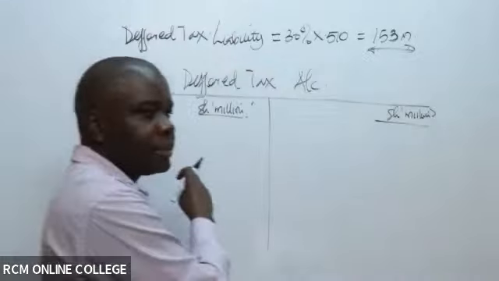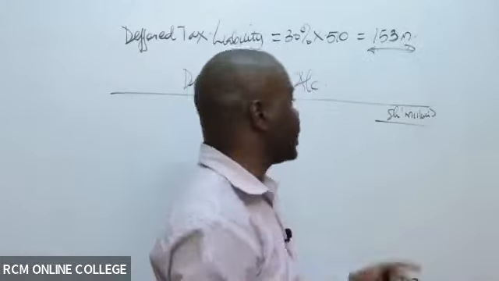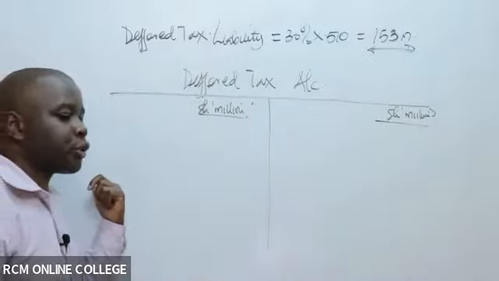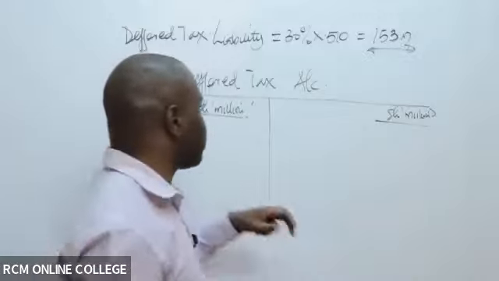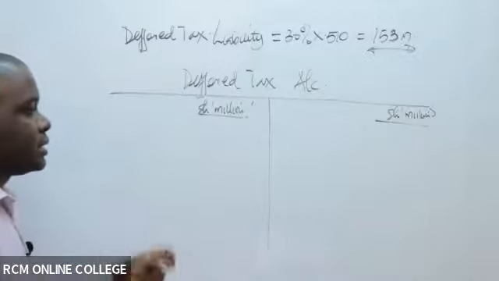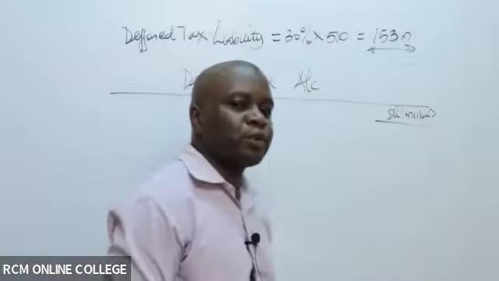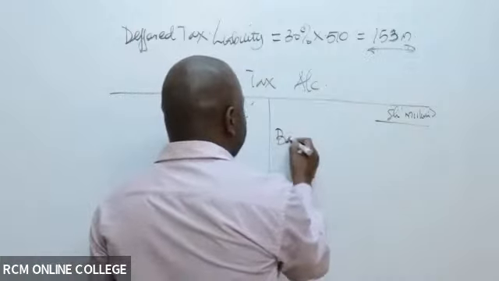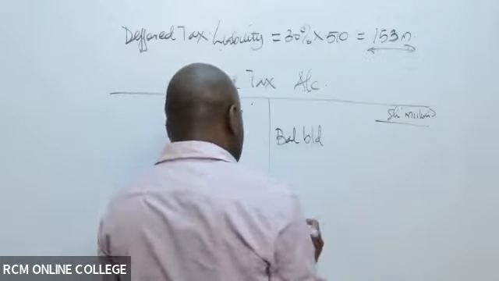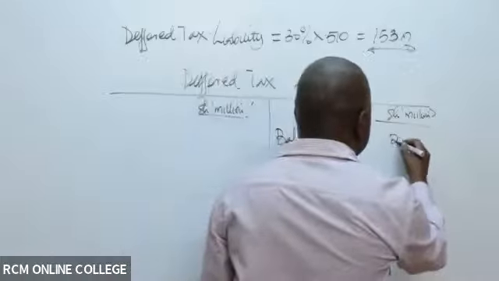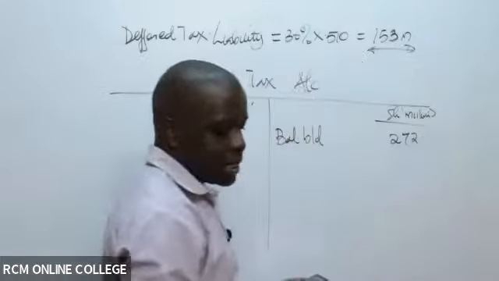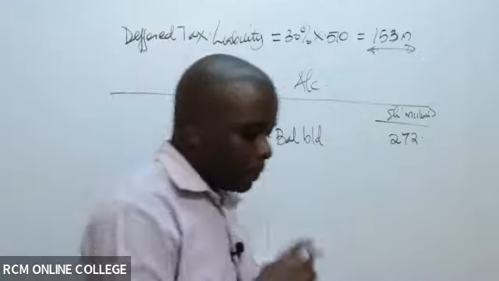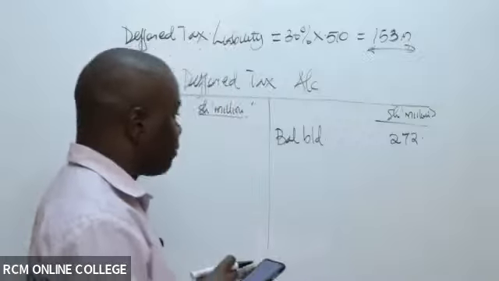Any liability always has a credit balance, but an asset has a debit balance. If you had been told it was a deferred tax asset, the balance at the start of the year would come here. But in this case it was a liability, so the balance brought down at the start of the year was 272 million.